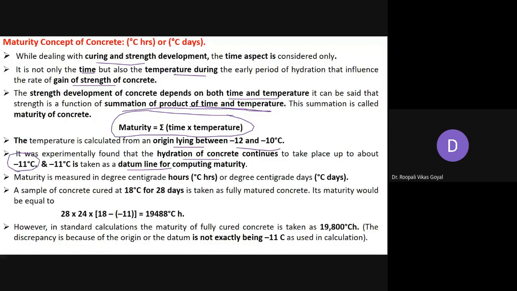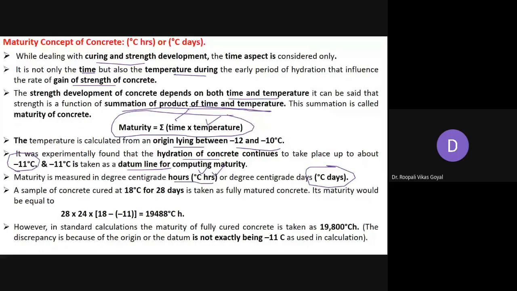Here, as it is the summation of time and temperature, its unit would be degree centigrade hours. This degree centigrade indicates temperature, and hours relates to time, or you can measure it in degree centigrade days. So this is the unit of maturity of concrete.